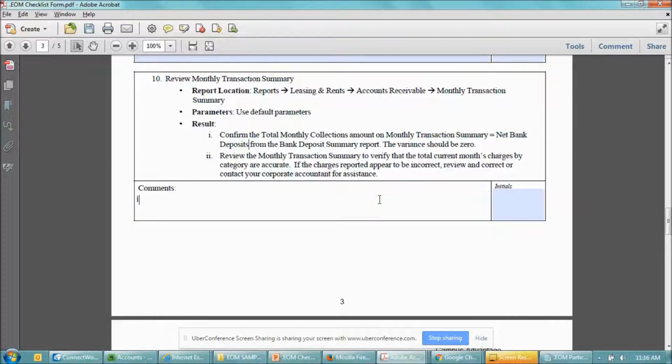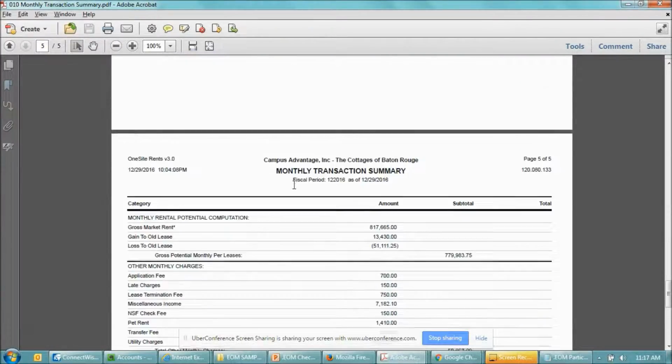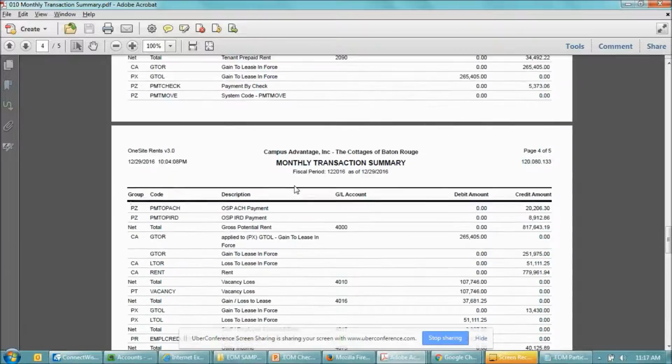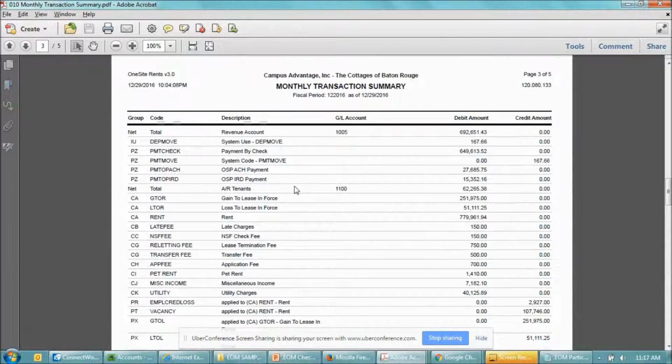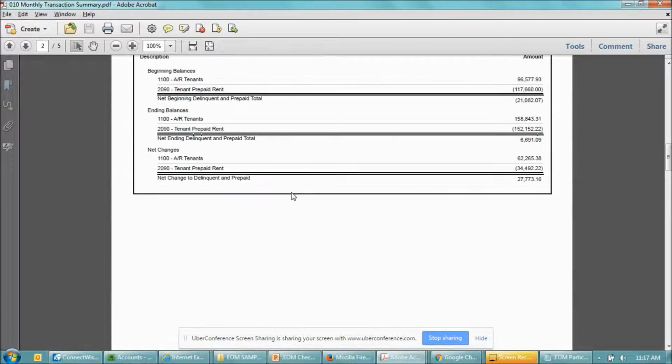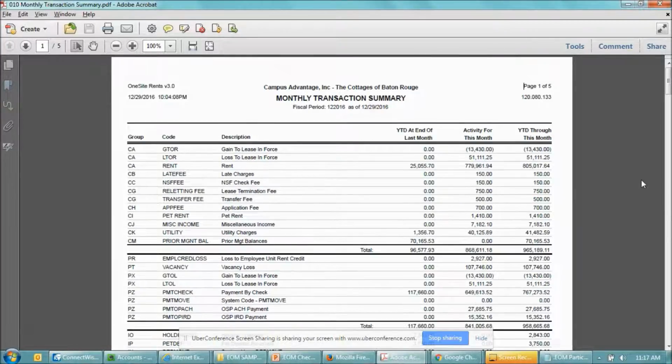So letter I, match. And then II, for that one, we're going to review that report to verify the total current charges by category are accurate. So the categories, and Alex, if you want to take this one, that's up to you. Or I can just wander my way through it. I think you're looking at the summary at the top. The very first page, I think, is yeah.